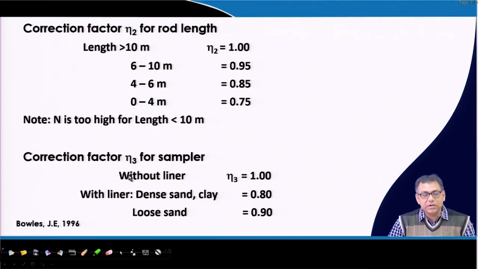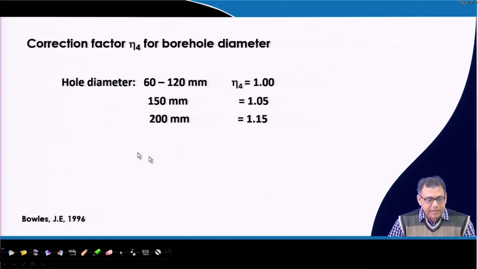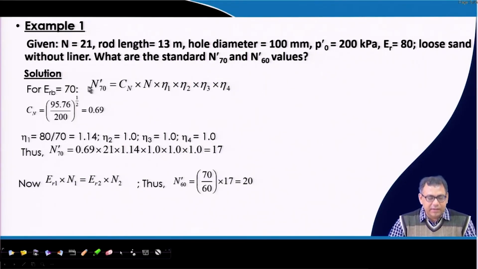Similarly, we can use different samplers. A few samplers may be with liner, a few may be without liner. If it is without liner, then the correction factor is 1, but if it is with liner, then, for dense sand and loose sand, these are the correction factors. Then the borehole diameter also influences the N value. If this is the borehole diameter, this is the corresponding correction factor. So, we have to apply all the correction factors, and then finally, we will get the corrected N value.